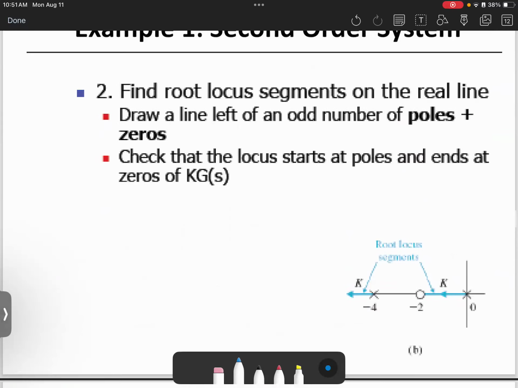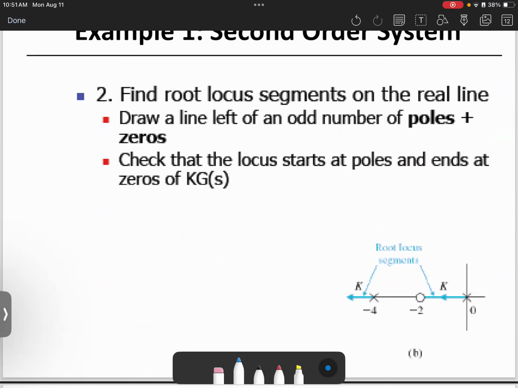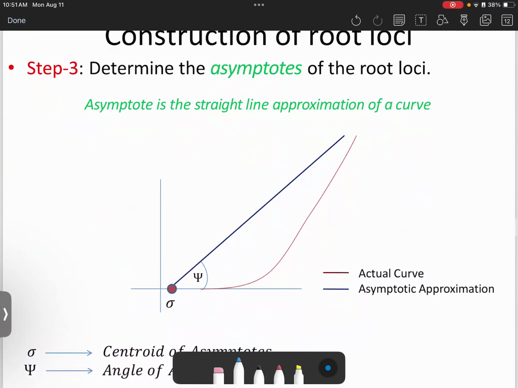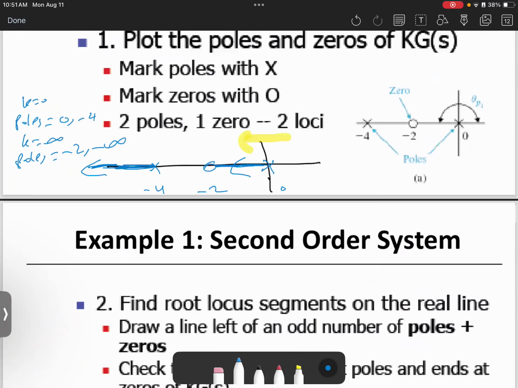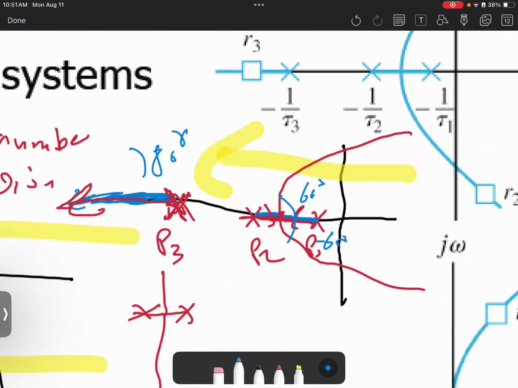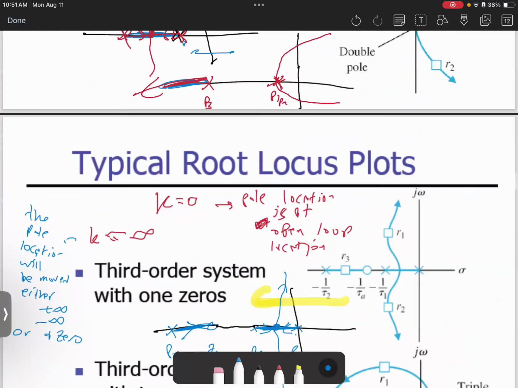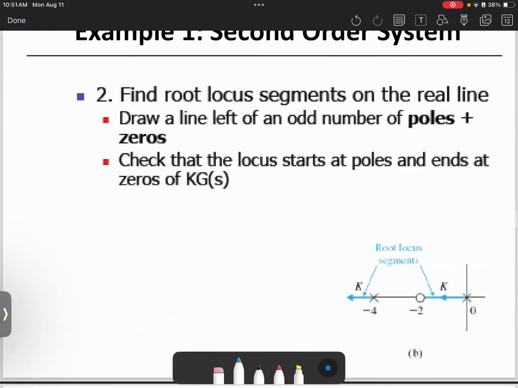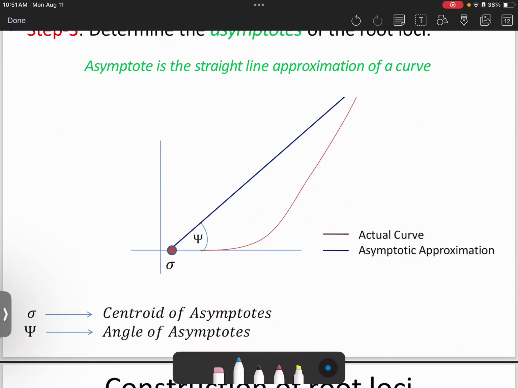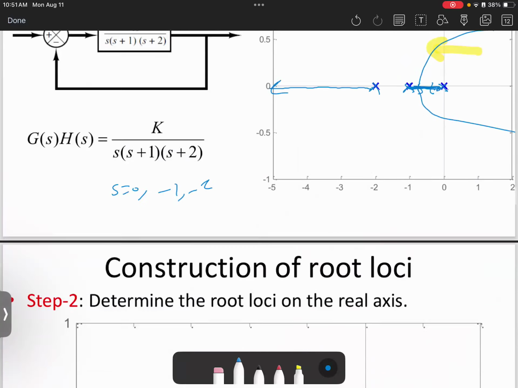Here is an example of the system that we discussed, determining the locus areas or locus segments. The next thing is, in the previous example, how do we know the angles are 60, -60, and 180 degrees? How can I know these angles? Basically, using this formula, which is called the asymptotes. An asymptote is a straight line that approximates the curve. It will tell you about the angle, and it will also tell you about the intersection points.